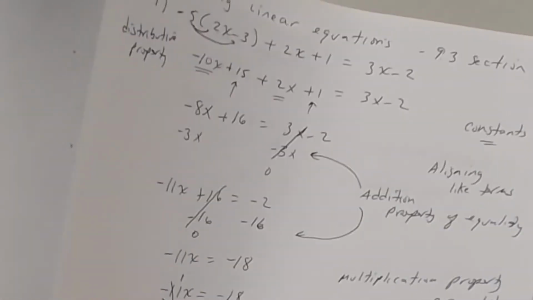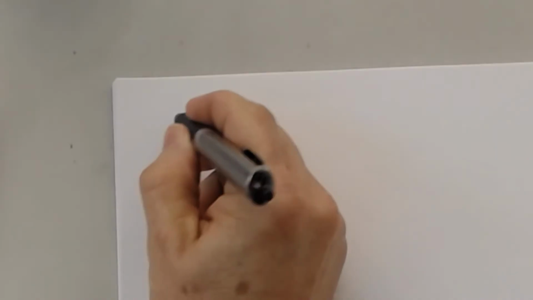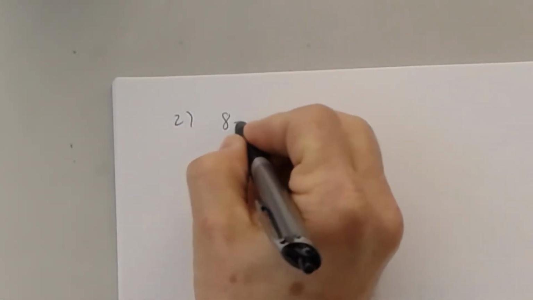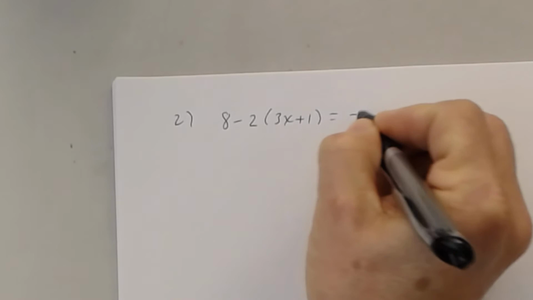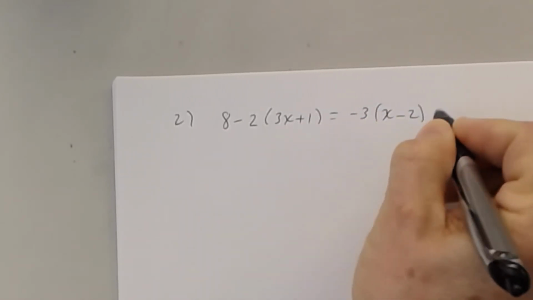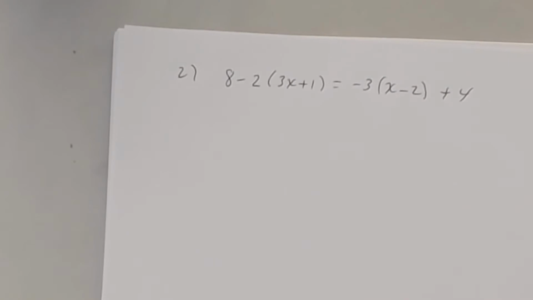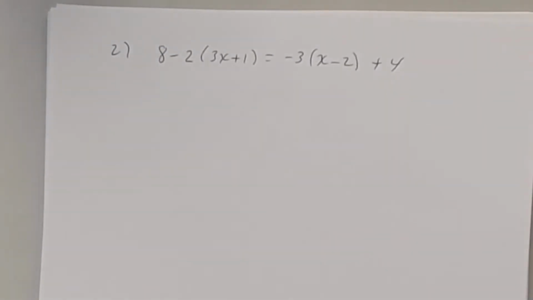All right, number 2, we have this equation. What kind of equation is this? It's important as we go through the course, you know your equations. What kind of equation is this? It's a linear equation. So at some point when solving a linear equation, you're going to bring the variables one side, constants the other. But there's a lot of other things you got to do before that.